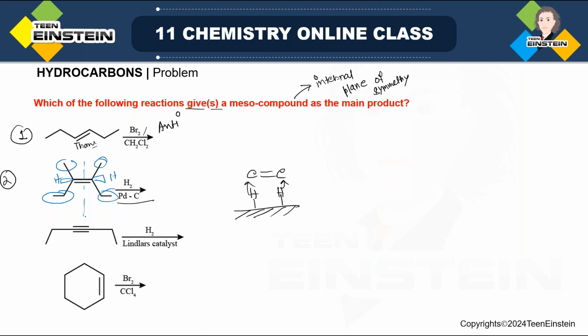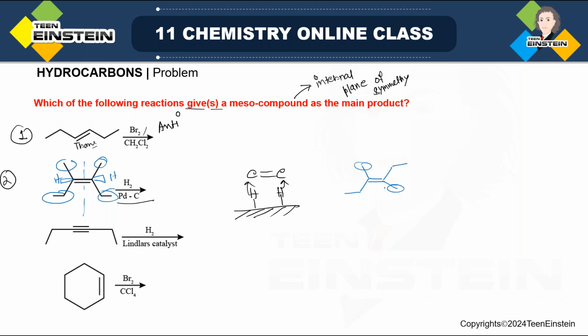There will be an internal plane of symmetry. That is why it is a meso compound, because syn addition is seen. Suppose the given compound is drawn this way, with an ethyl group here and another ethyl group here. Now see, both the methyl groups are opposite. Under this condition, if you use H2/Pd-C, obviously it will not be meso.